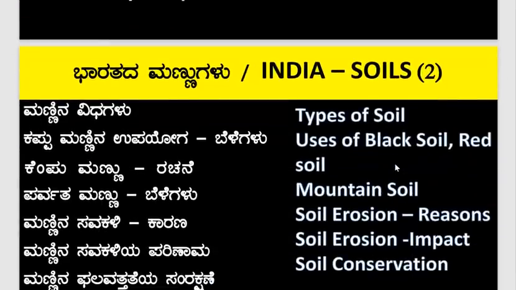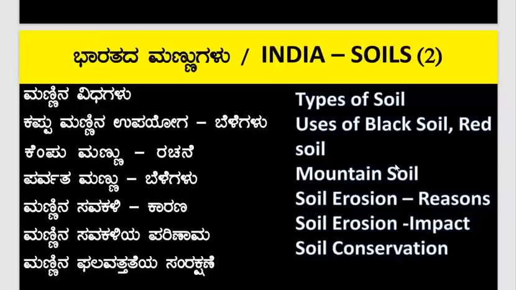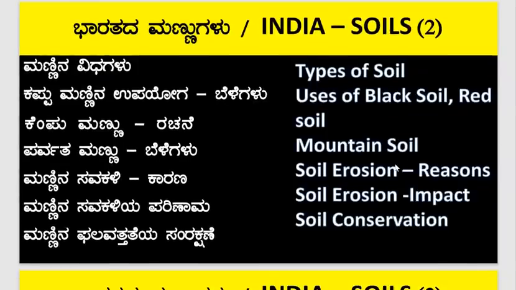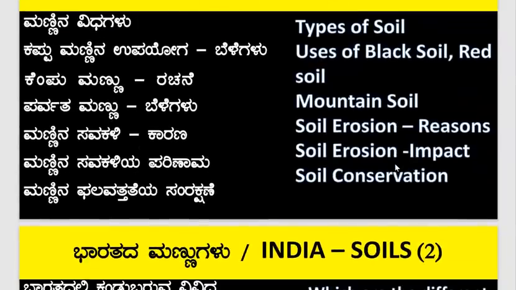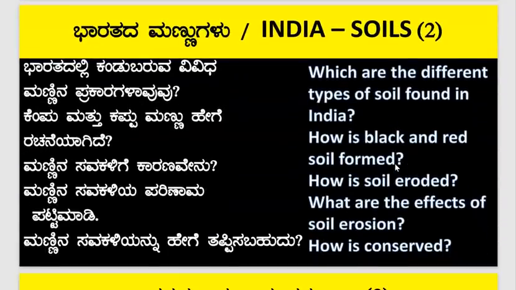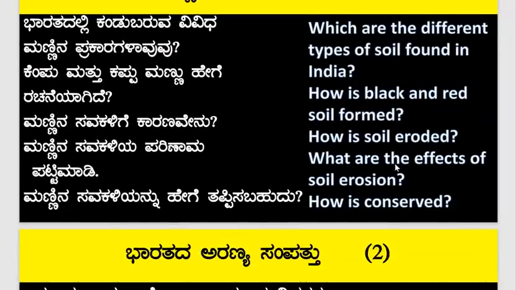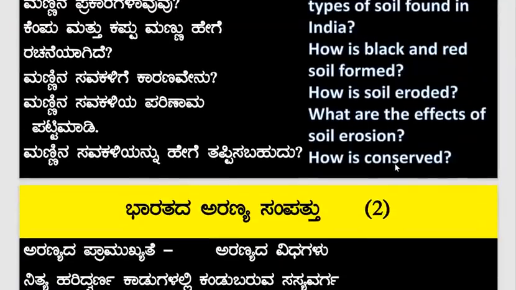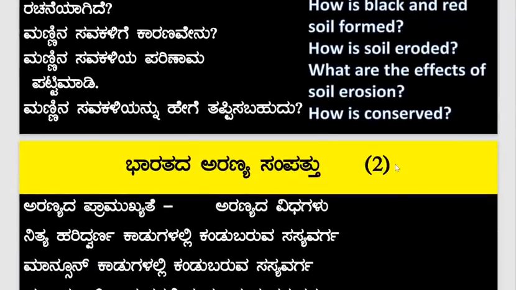From India soils, you should know the different types of soils, uses of black soil, red soil, mountain soil. Next, what is soil erosion and what are the reasons behind it? What is the impact of soil erosion, and what is soil conservation? Which are the different types of soil found in India? How are black and red soil formed? How is soil eroded? What are the effects of soil erosion? How is it conserved?